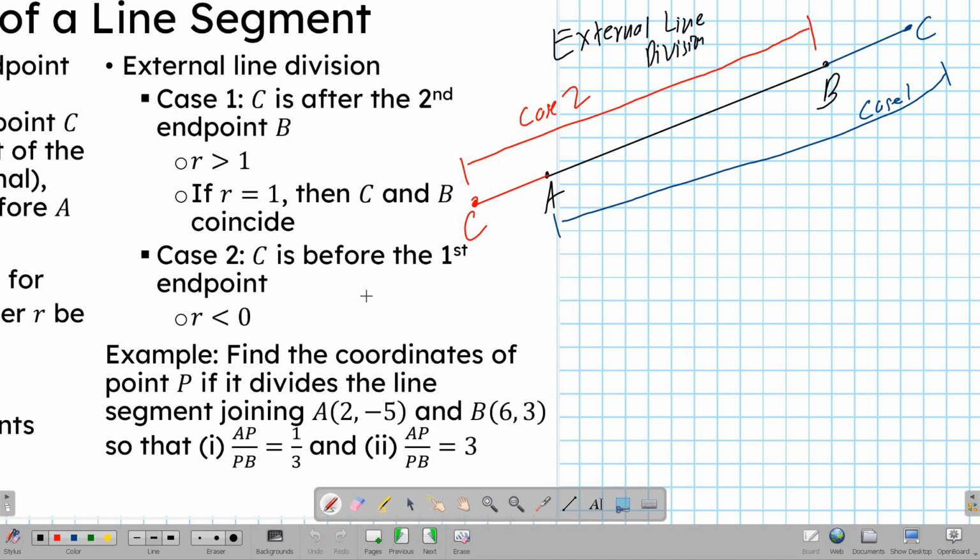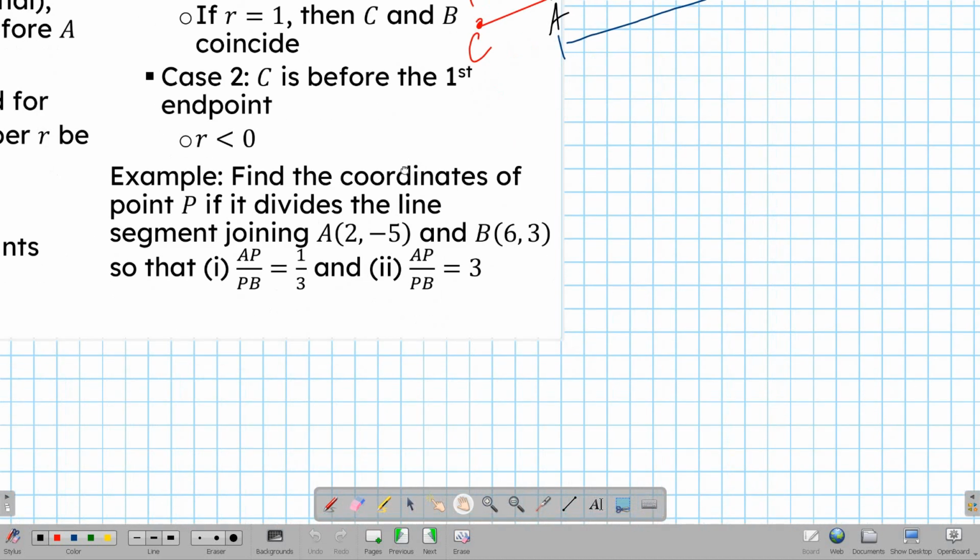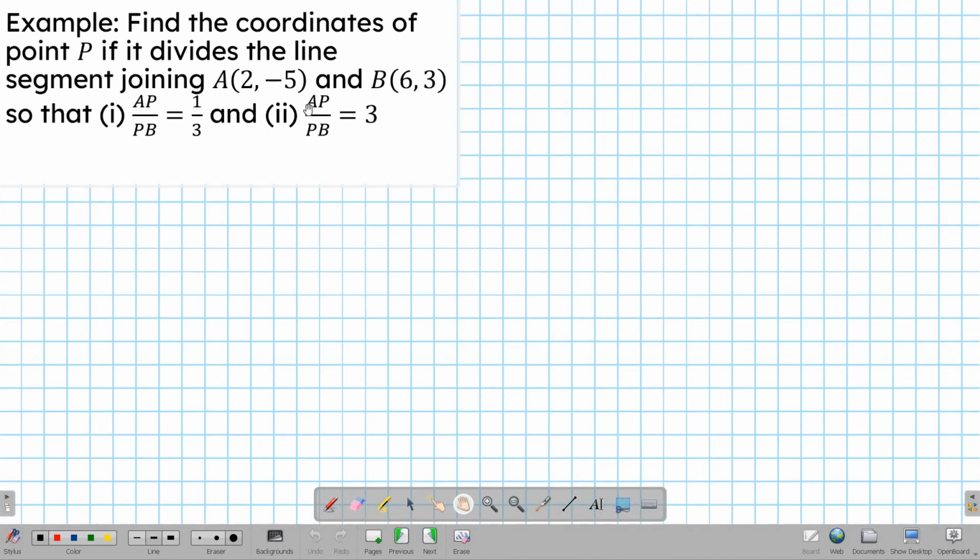So, let's apply this concept of line division, the division of a line segment, in this specific problem. We are asked to find the coordinates of a point P if it divides the line segment joining A and B so that AP over PB is 1/3 and AP over PB is 3. So, let's start with part 1. Part I, single I: AP over PB is equal to 1/3.